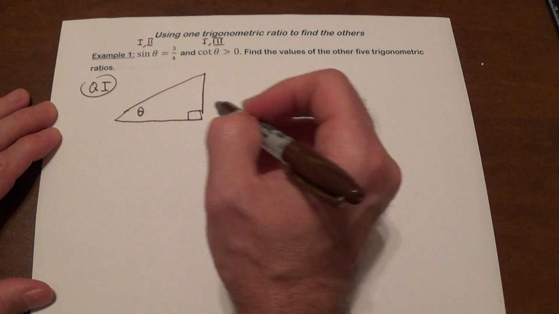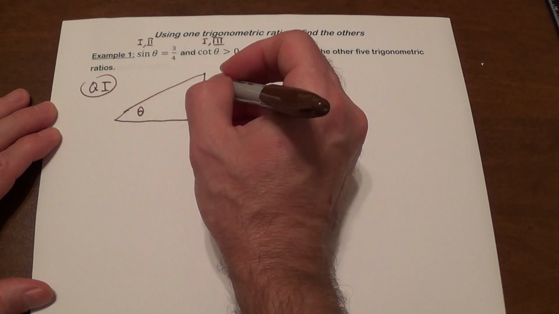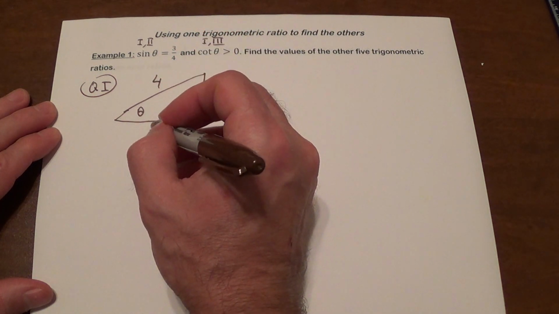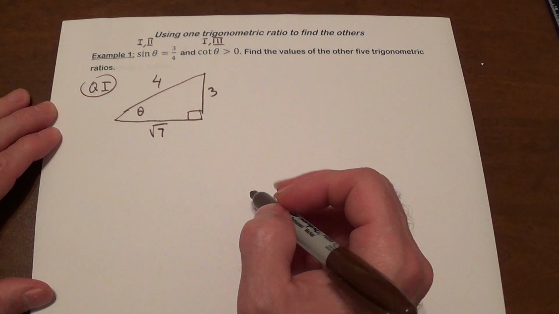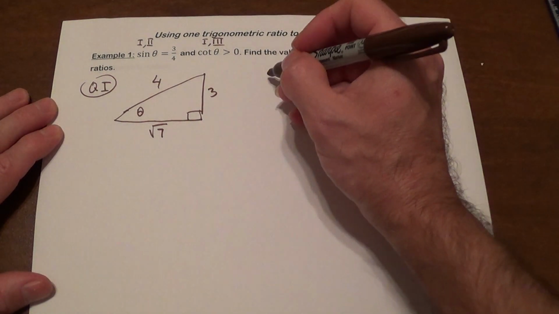We're going to put our angle theta here, and we have sine, so it's opposite over hypotenuse, which means this can be labeled as 3, this can be labeled as 4. That means this side by Pythagorean theorem will be square root of 7. Okay, and we just have to find all the other ratios.